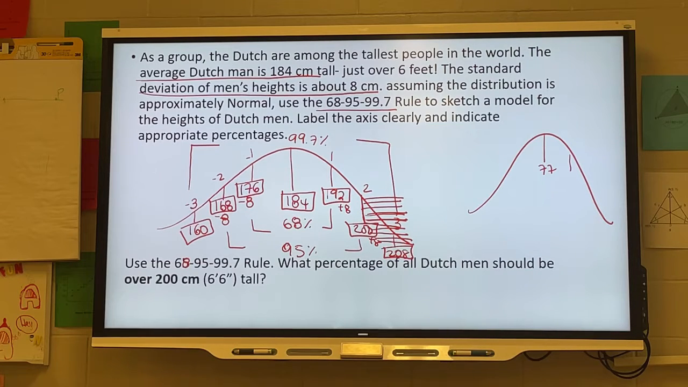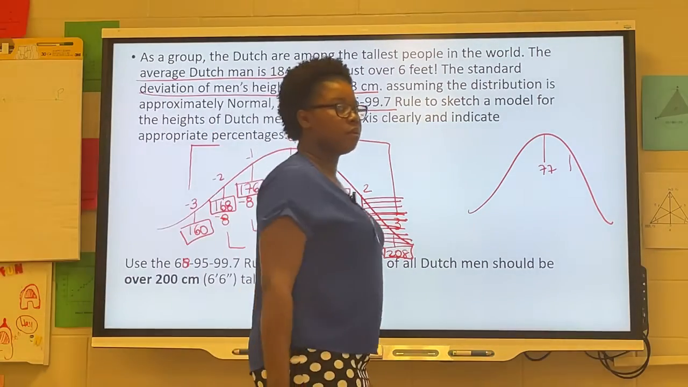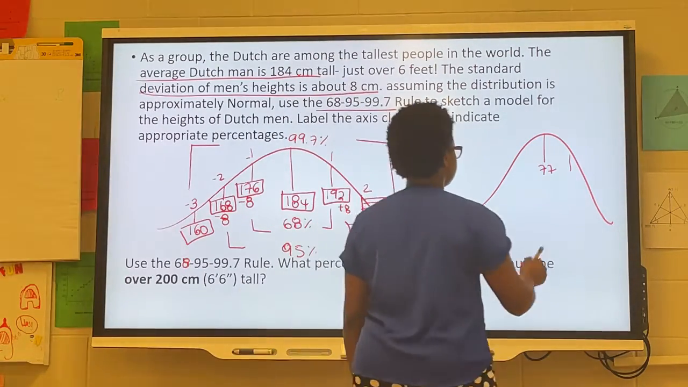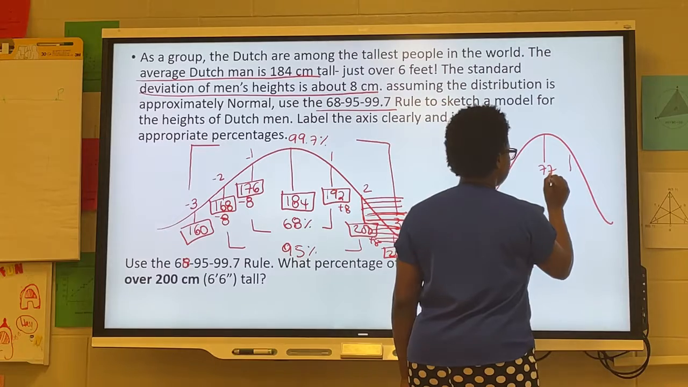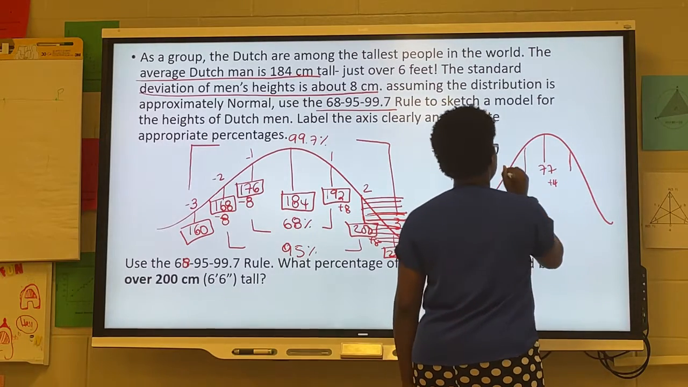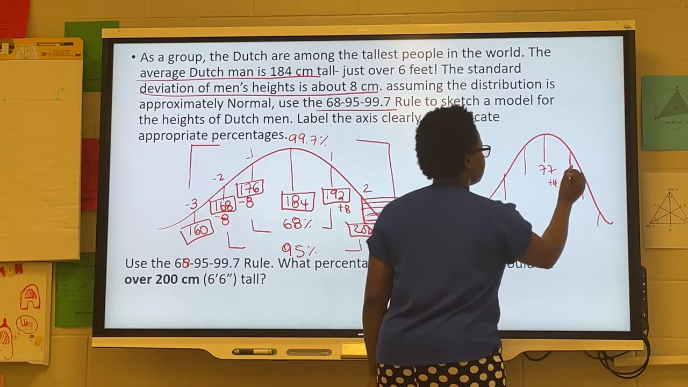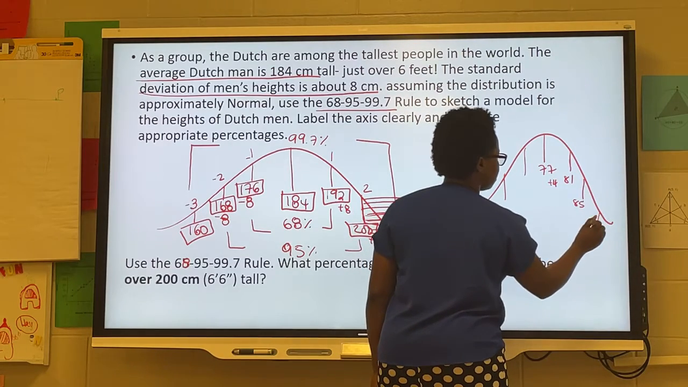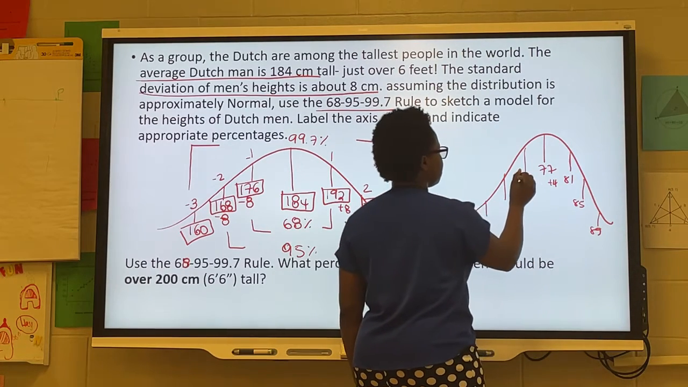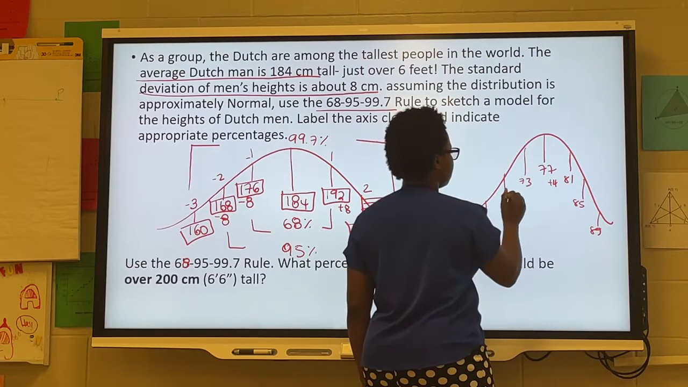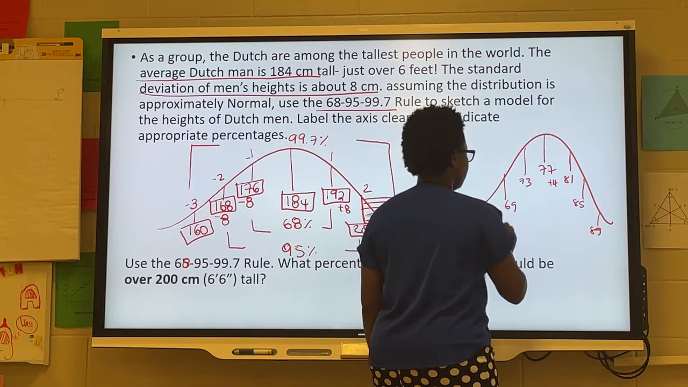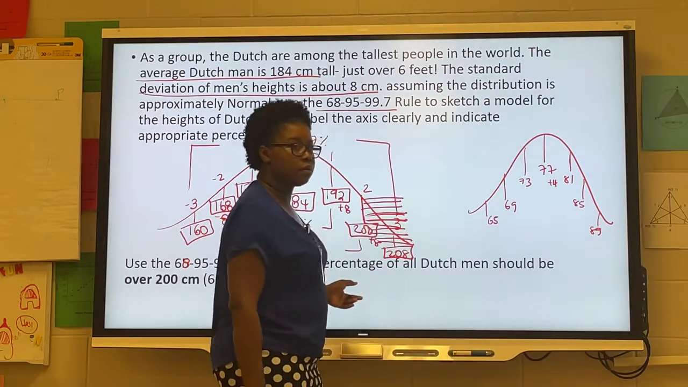77 for your mean. What was your mean? 77. Yeah. What was your standard deviation? 4. So tell me the numbers you have one above and below. 81, 85, and 89 here. 73, 69, and 65.